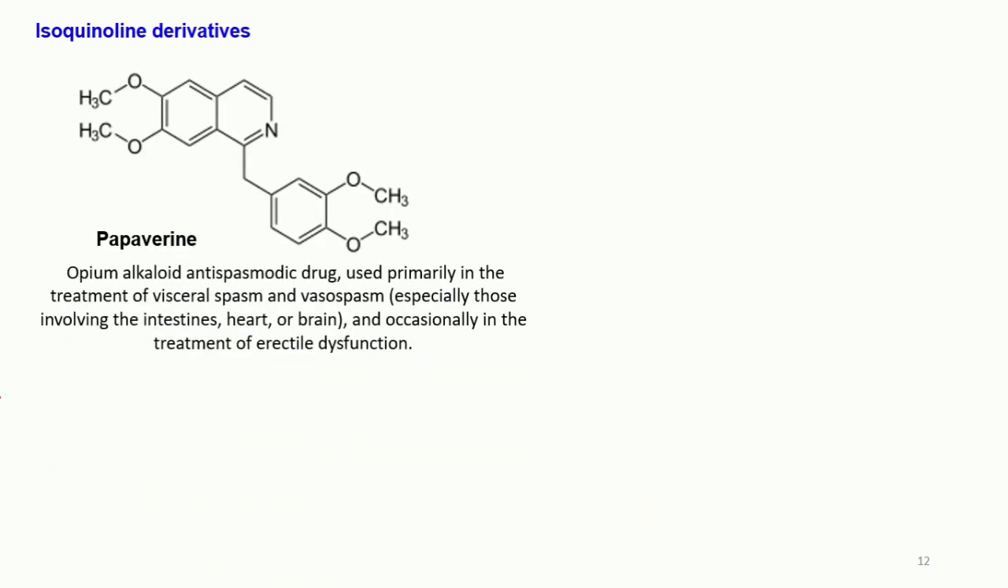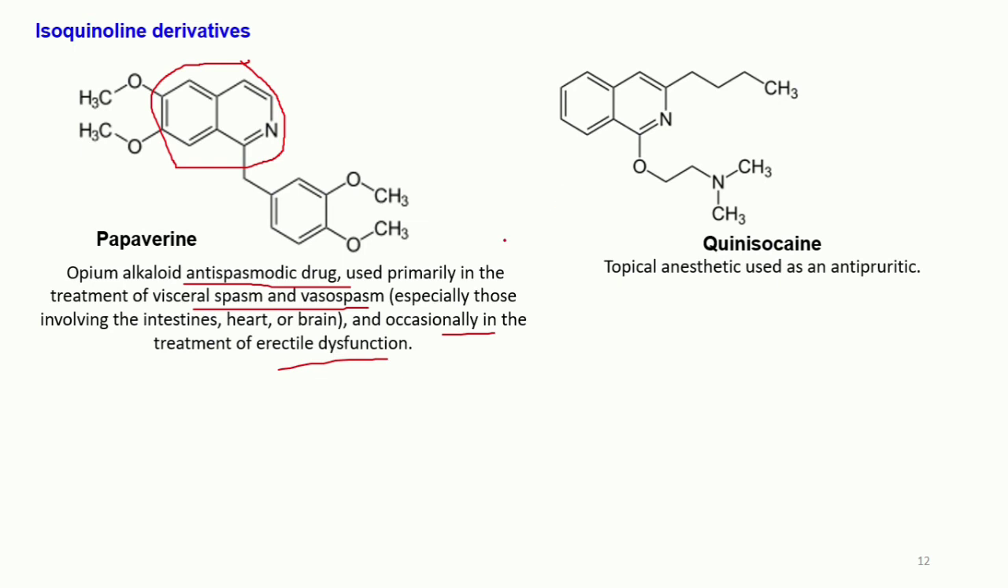Now we can see some derivatives related to isoquinoline. The best example is papaverine. It is a natural alkaloid, an opium alkaloid. It has antispasmodic activity, used primarily in the treatment of visceral spasm and vasospasm, and occasionally in erectile dysfunction also. This papaverine has the isoquinoline ring system. Then quinisocaine, as indicated by the 'caine', is a local anesthetic, a topical anesthetic used as an antipruritic, having this isoquinoline ring system.